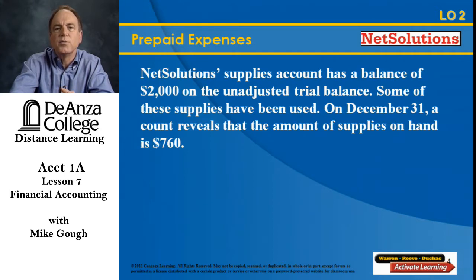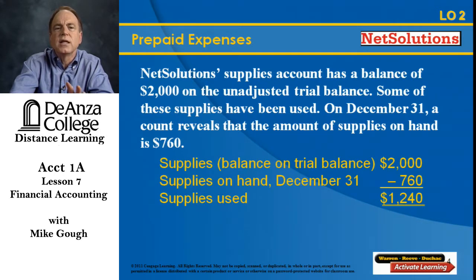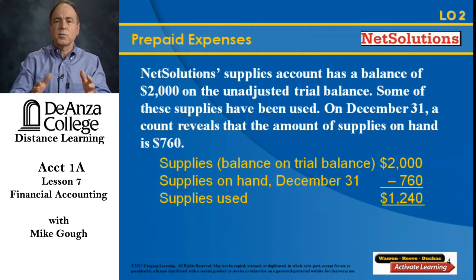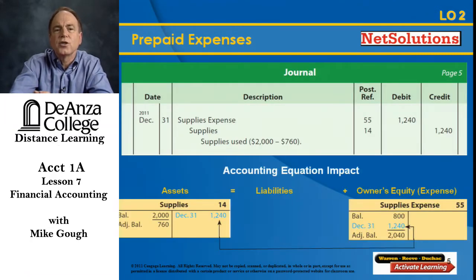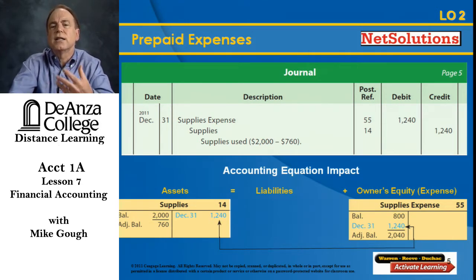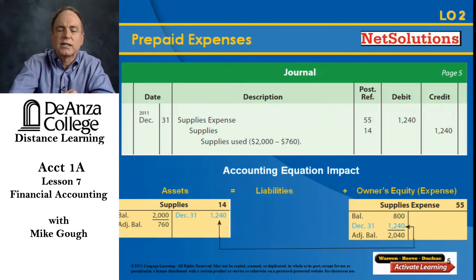Some of these supplies have been used. An account reveals the amount of supplies on hand is $760. So what that means is that we actually used up $1,240. If I had $2,000 worth of supplies, I have $760 remaining. That means $1,240 was used up. So as a result of that, our entry is going to be debit supply expense $1,240 and credit supplies $1,240. So the idea is we recognize an expense that will cause net income to go down and our asset goes down at the same time.